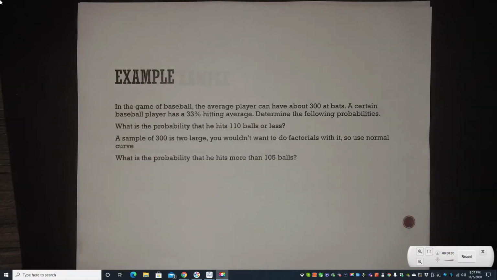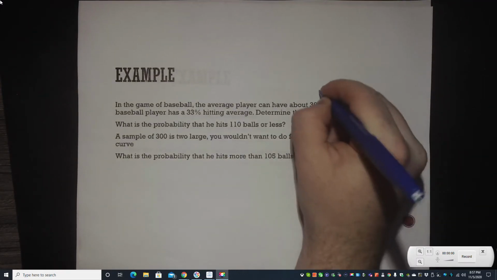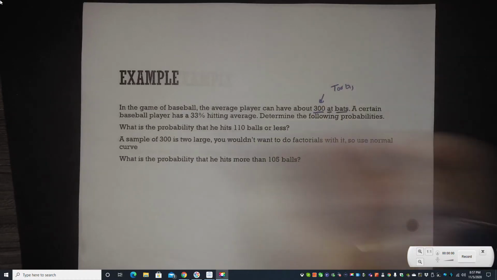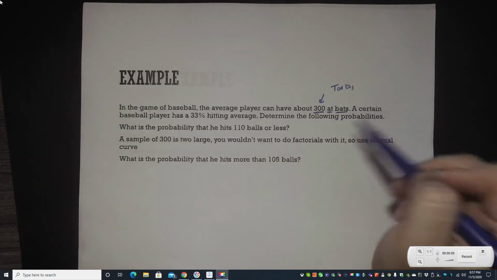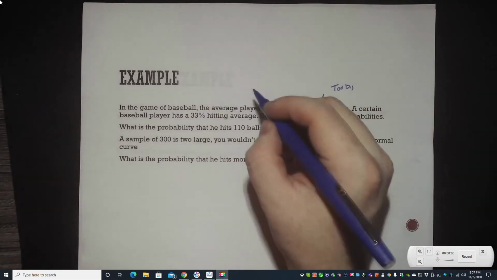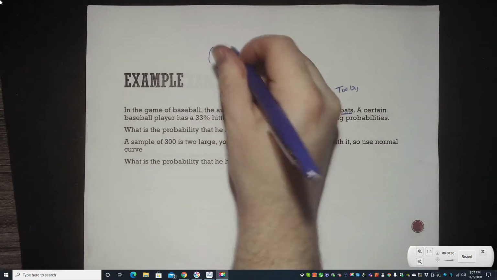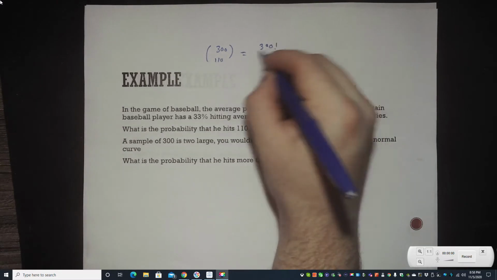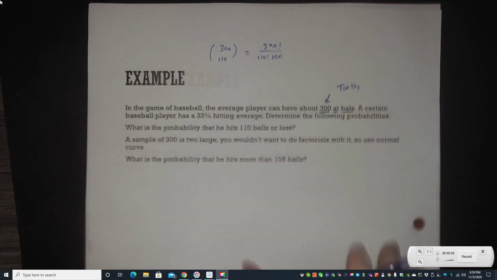Okay, how does this work? In a game of baseball, the average player can have about 300 at-bats. Automatically, that number 300 is too big. A sample of 300 is too large; you wouldn't want to do factorials with it, so you would want to use the normal curve. If you did this straight out with a binomial, you'd have 300 and 110, so you'd end up doing 300 factorial, 110 factorial, and then 190 factorial, and that would just take forever.